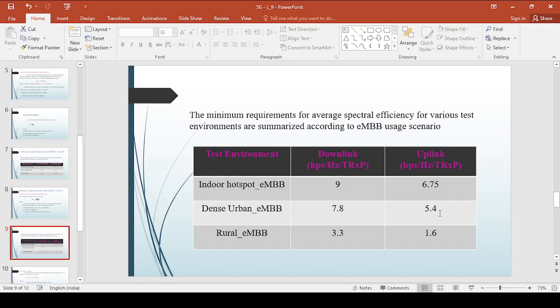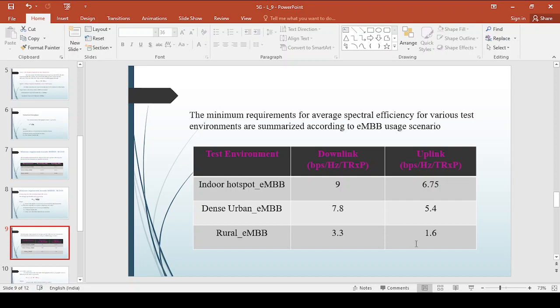Now in this table we have represented three different test environments, indoor hotspot, dense urban and rural, for which we require the average spectral efficiency in downlink and uplink. We have represented the minimum requirements for downlink as well as uplink. For indoor, the downlink average spectral efficiency is 9 bits per second per hertz per transmitting and receiving point, and for uplink it is 6.75. For dense urban, the requirement is 7.8 in downlink and 5.4 in uplink. For rural, it is 3.3 in downlink and 1.6 in uplink, right.